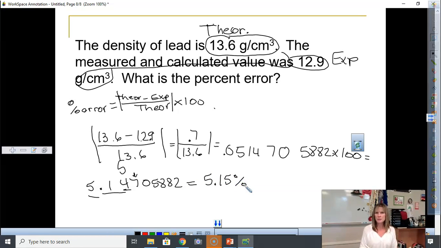So that's how you do percent error. The formula is not really that hard. You just have to remember that it is an absolute value, because sometimes you'll get a negative number and it's really no big deal. Multiply by 100 and you'll have that number in percent.